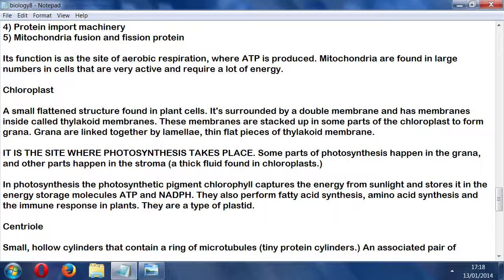It is the site where photosynthesis takes place. Some parts of photosynthesis happen in the grana, and other parts happen in the stroma, a thick fluid found in chloroplasts. In photosynthesis, the photosynthetic pigment chlorophyll captures the energy from sunlight and stores it in the energy storage molecules ATP and NADPH. They also perform fatty acid synthesis, amino acid synthesis, and the immune response in plants. They're a type of plastid.